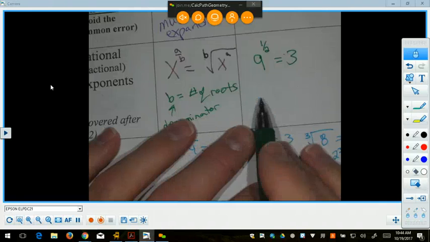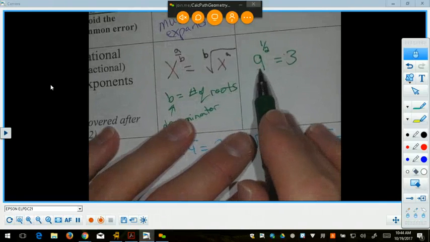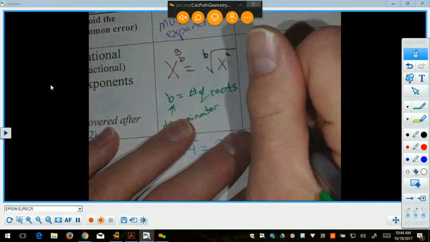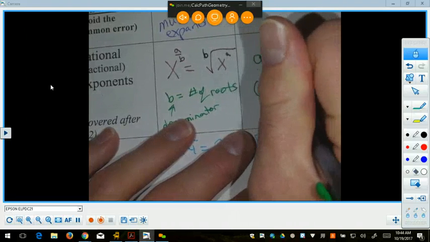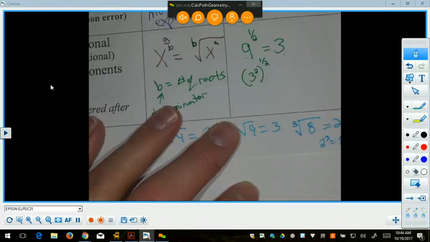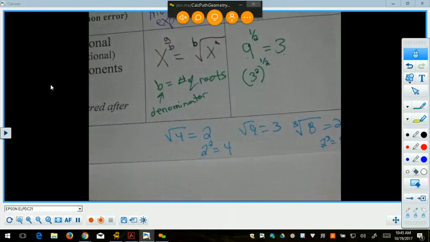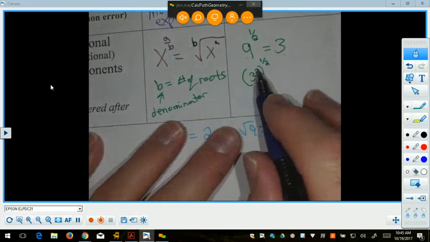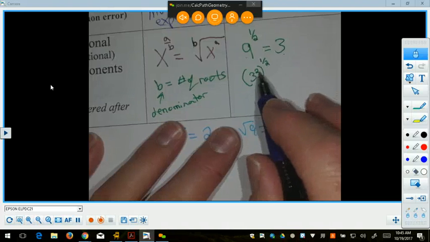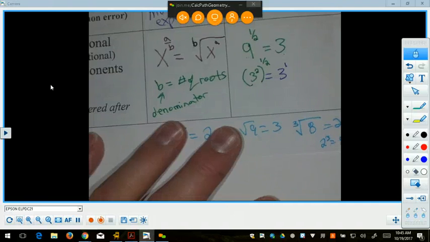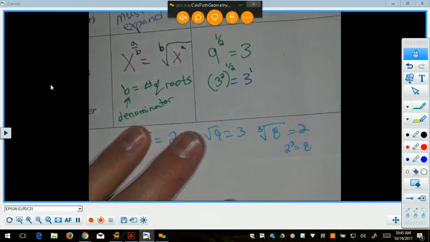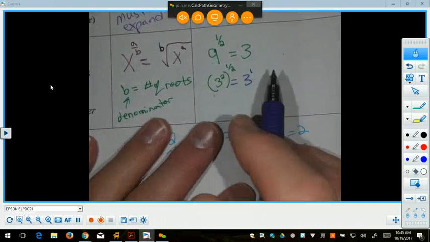Well, wait a second. What is 9 really? It's 3 squared to the 1/2 power. What do I do when I have an exponent on top of an exponent? Multiply them. What's 2 times 1/2? 1. 3 to the first. That's why this is working, okay?